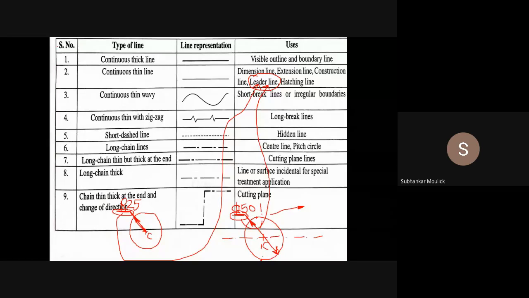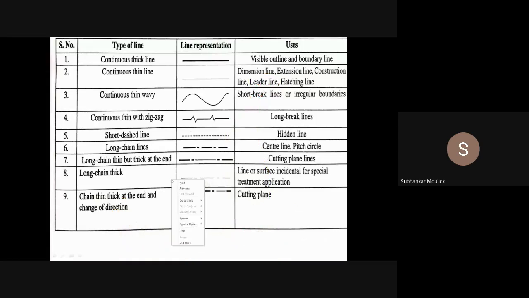Last is this hatching line. What is this hatching line? If you remember, I have drawn a cone and I have cut the cone. In order to cut the cone, I will use the cutting plane line. That means thick at the end, in between a very thin line dash, dot, very thin line dash, and again thick at the end. This is your cutting plane line.